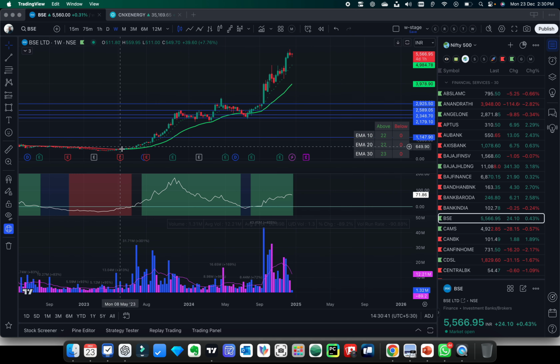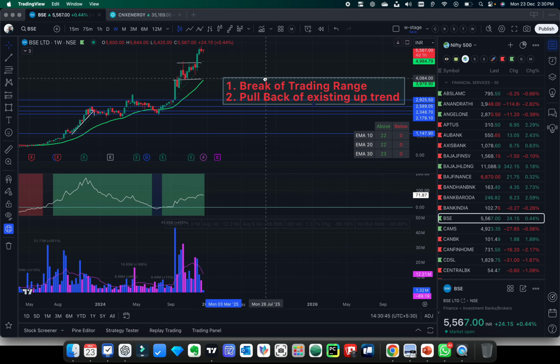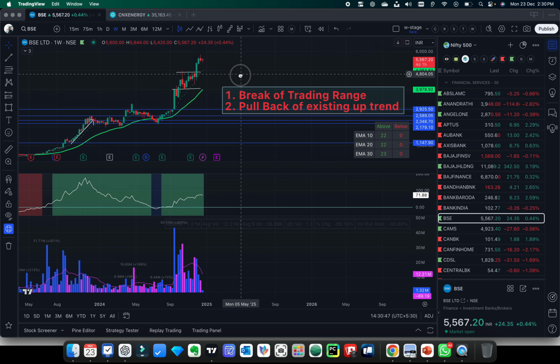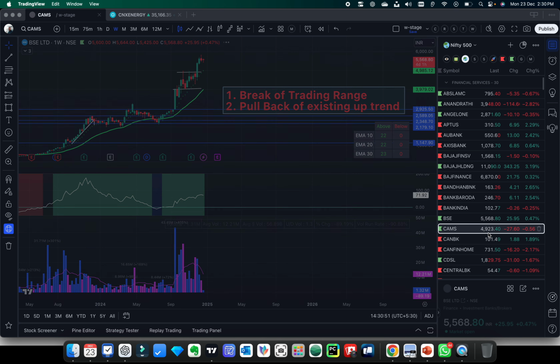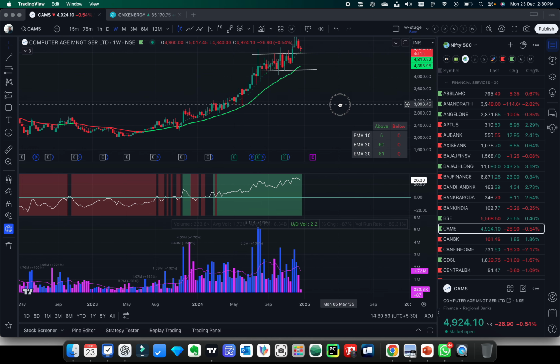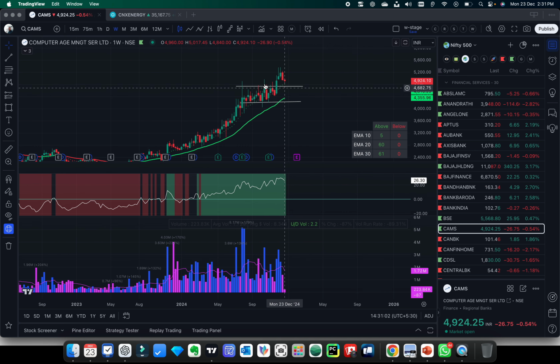PSC, clearly in the uptrend, and there is a breakout which has happened. Downtrend, consolidation, uptrend. A huge consolidation happened here, and then again it broke out.